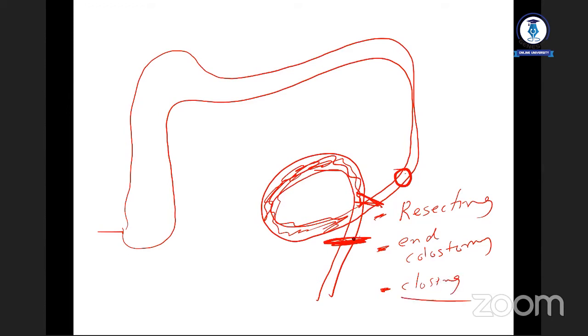We usually attach a non-absorbable suture material over here with the closed rectum, so that in the future, when we try to re-anastomose this part with this part, we can find it. Believe me, it's very, very difficult to reverse a Hartmann's procedure, and it's not done very commonly.